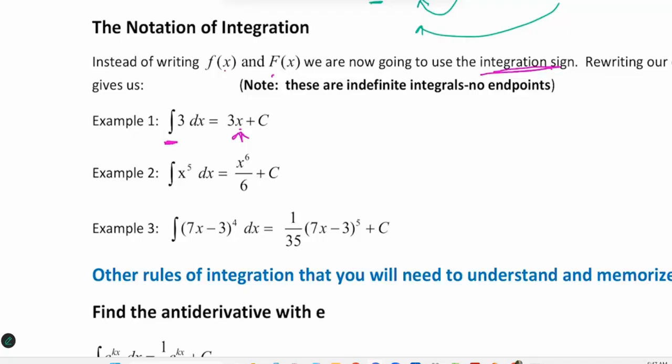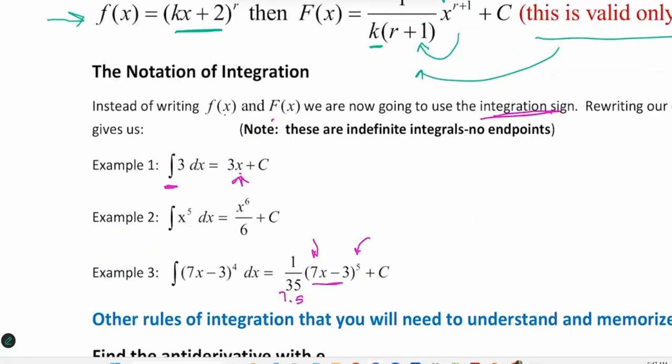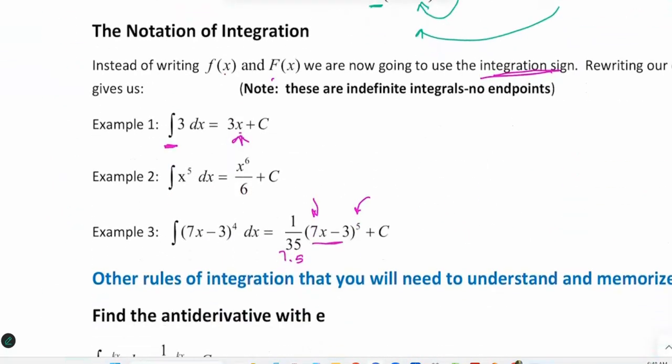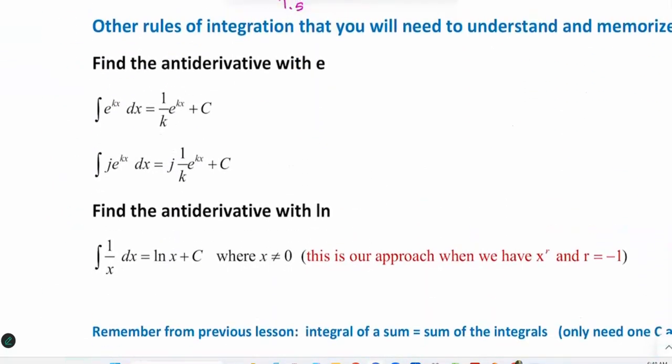Last one is the function raised to a power. You're going to keep the function. Here's your notation. Keep the function, raise the power by 1 to 5, and divide this by not just the 5, but also the 7 from in here. Okay? So that's good. Okay, so we have a couple of other rules. So far we had A, B, C. This is going to be D. So you're going to find the antiderivative when you have E.